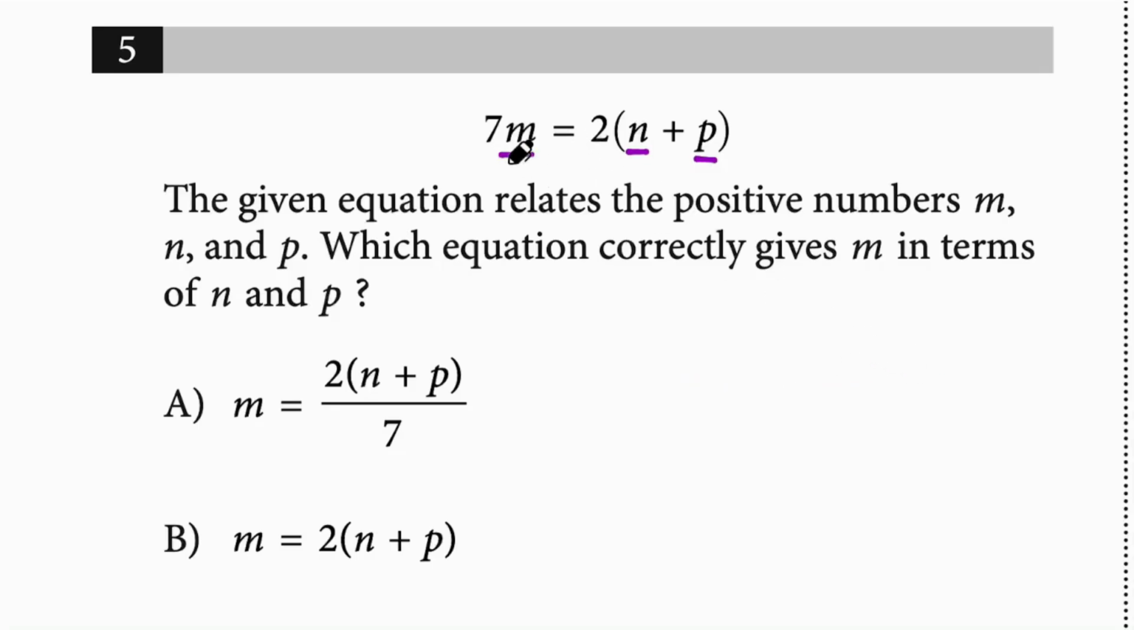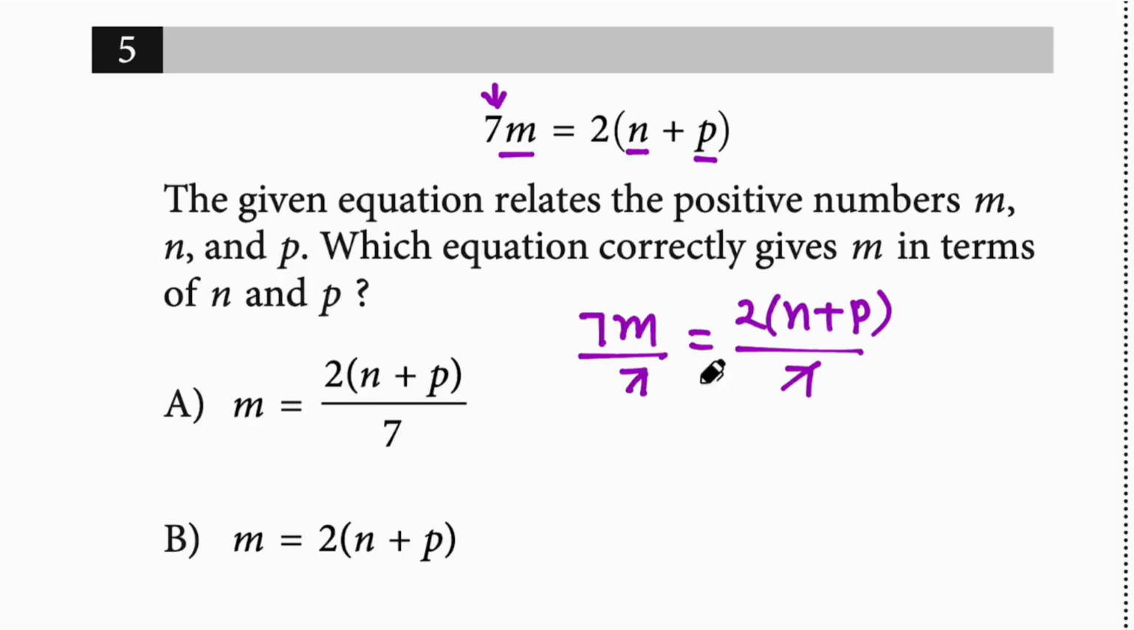For that, it's already here. m is on one side and n and p are on the other side. But because we have to find m only, this 7 is not needed here, right? So we will divide by 7 on both sides. So this 7 is cancelled and we are left with m is equal to 2n plus p by 7. So A is the right option.